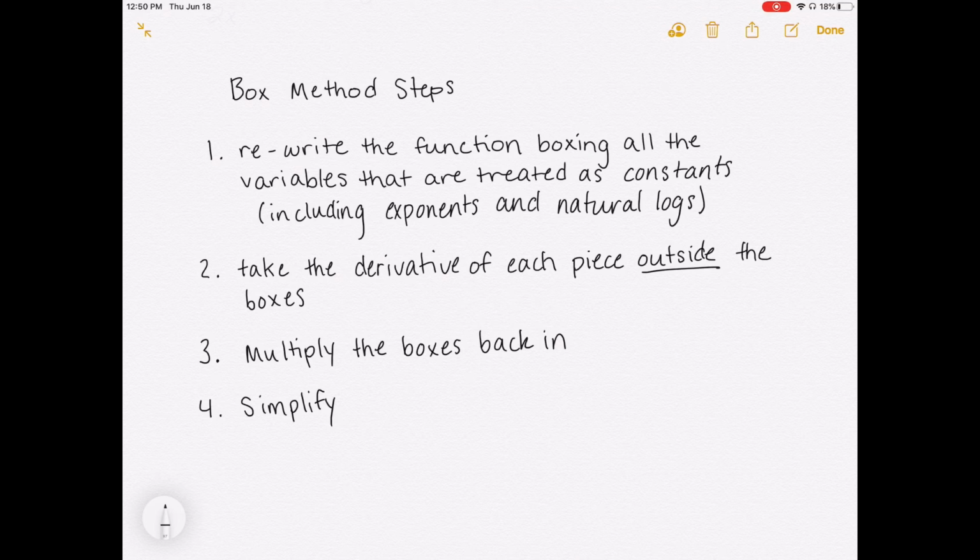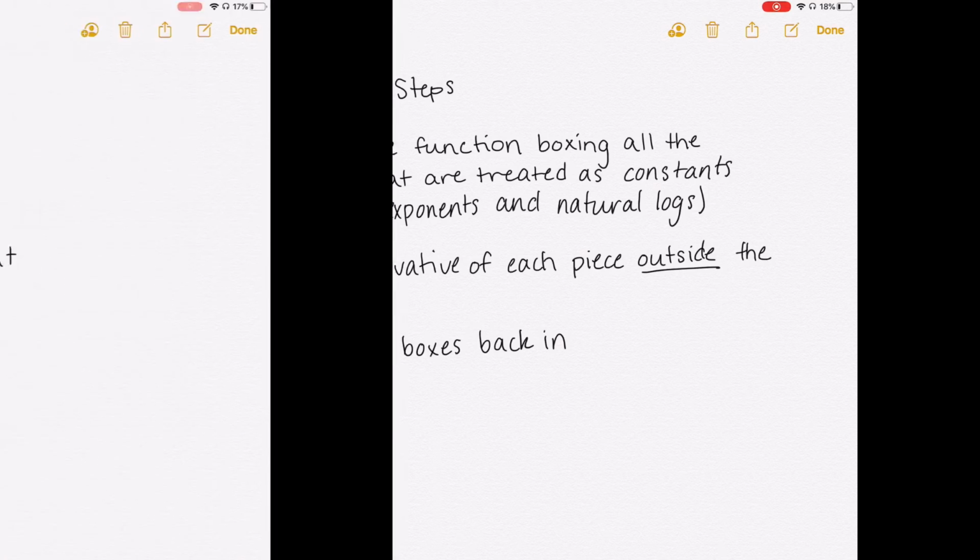So here are the 4 steps to using the box method. First, rewrite the function, boxing all the variables that are treated as constants. This includes any exponents or natural logs that are attached to the variables that are being treated as constants. The second step is taking the derivative of each piece outside of those boxes. The third step, multiply those boxes back in. And the fourth, simplify the expression.